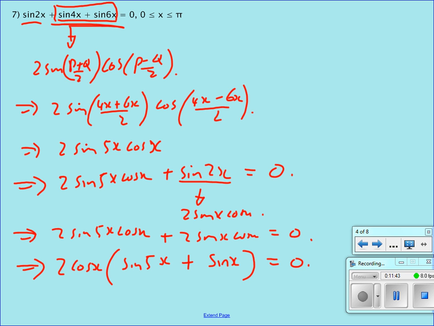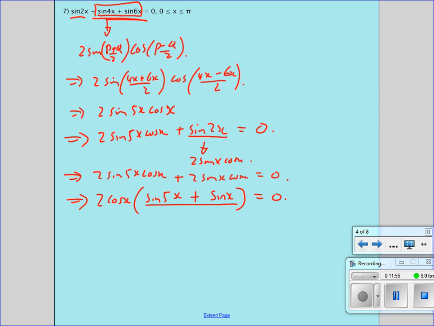Look here. This is in the form of my factor formula again, isn't it? So let's do that again. Let's try that again and see what we get. If we get 2 cos x, we'll do this part in terms of our factor formula. Just remember the whole point is we're trying to eliminate terms.